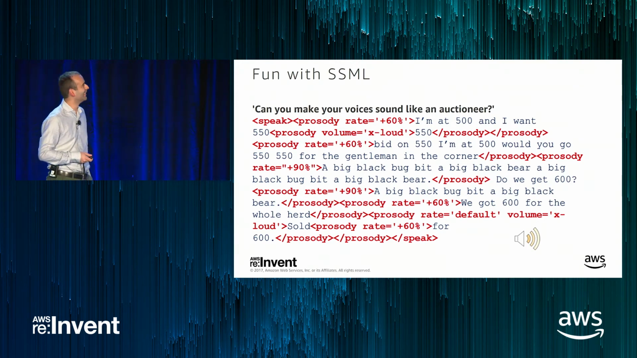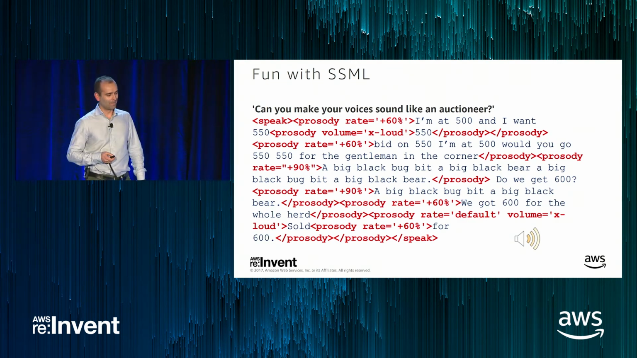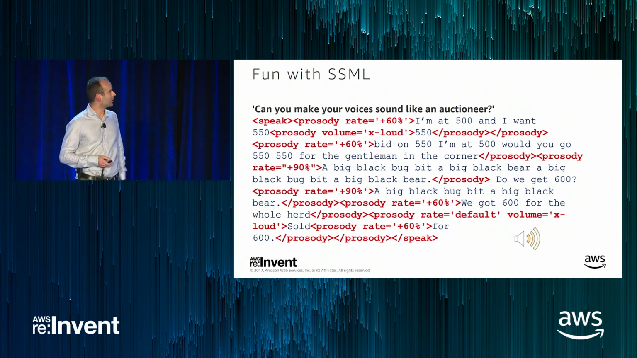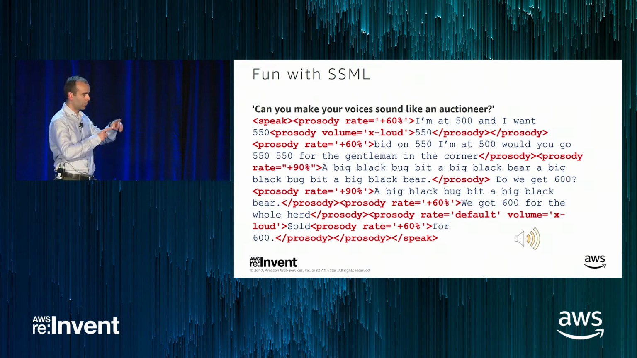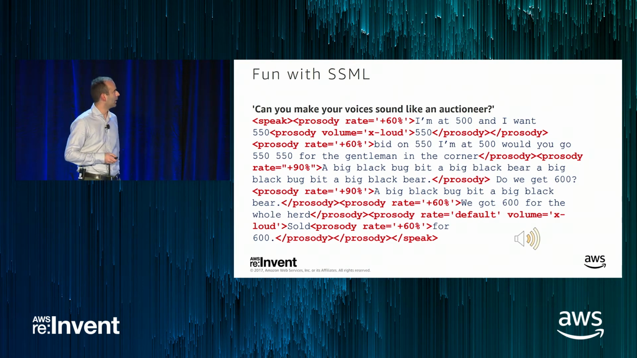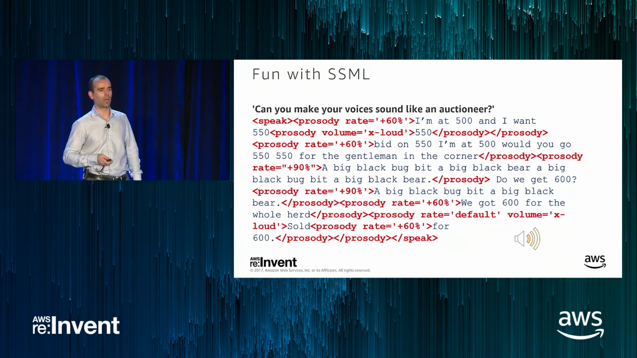There you go. You don't need to get training for that. This can be achieved by simply applying a few attributes of the prosody rate, all within the speak tag, which is the basic SSML document required by Polly.